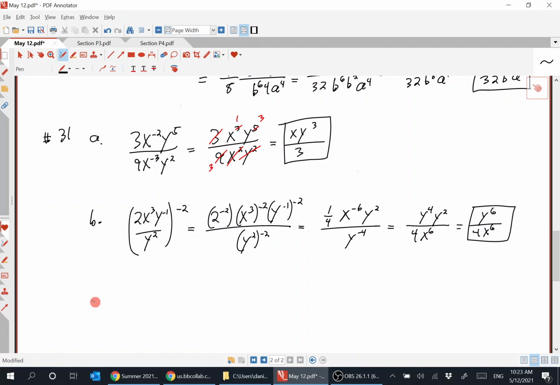All right, part C. Y to the minus 1, x to the minus 2, to the negative 1 power, times 3x to the minus 3 over y squared, to the minus 2 power.